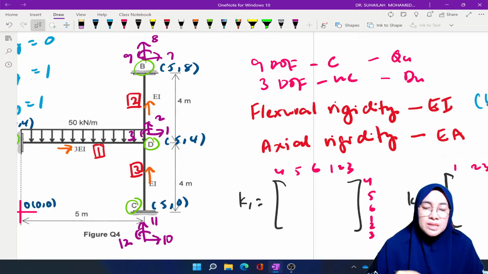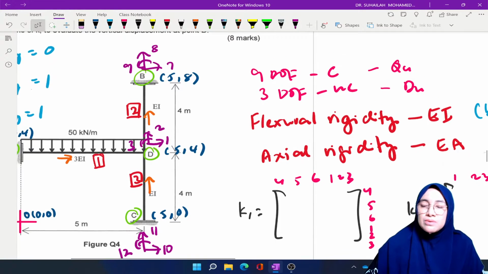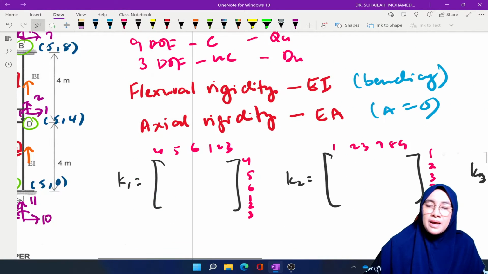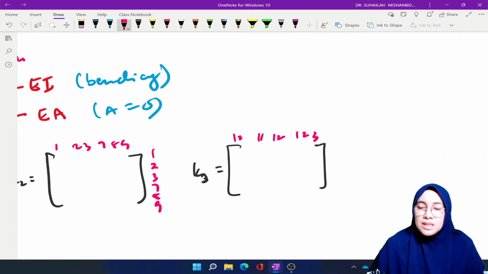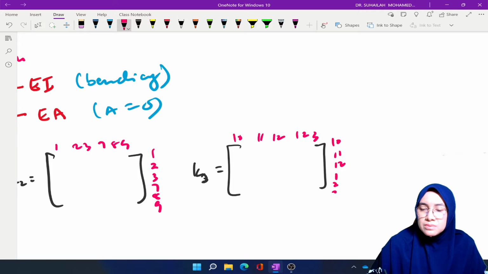So for element number 3, from the arrow we know that C is near, so the label is 10, 11, 12, 1, 2, 3.